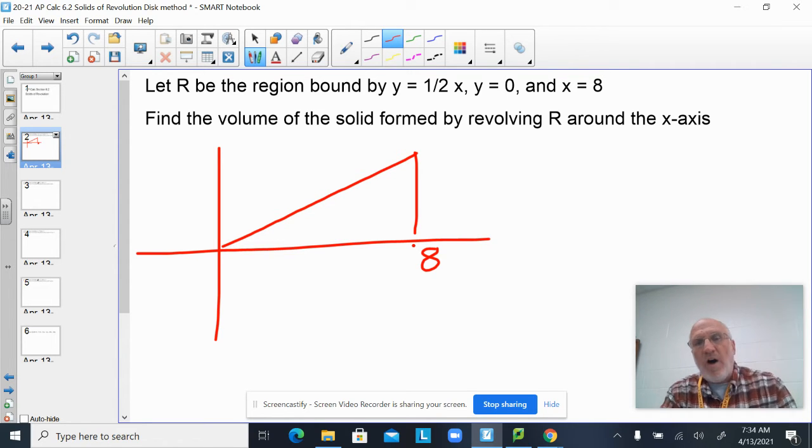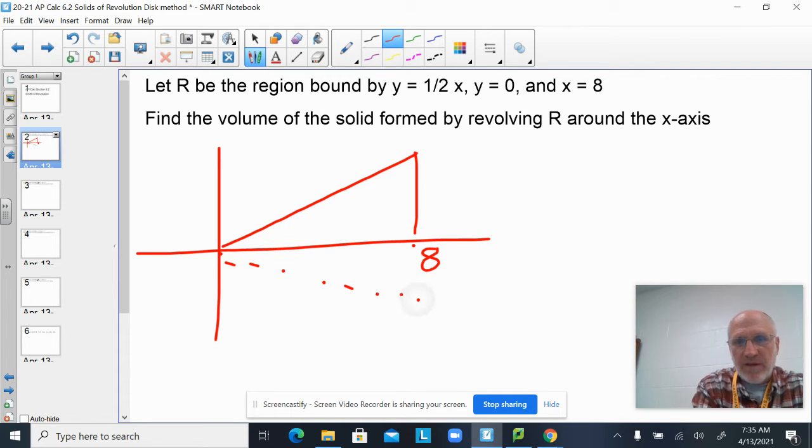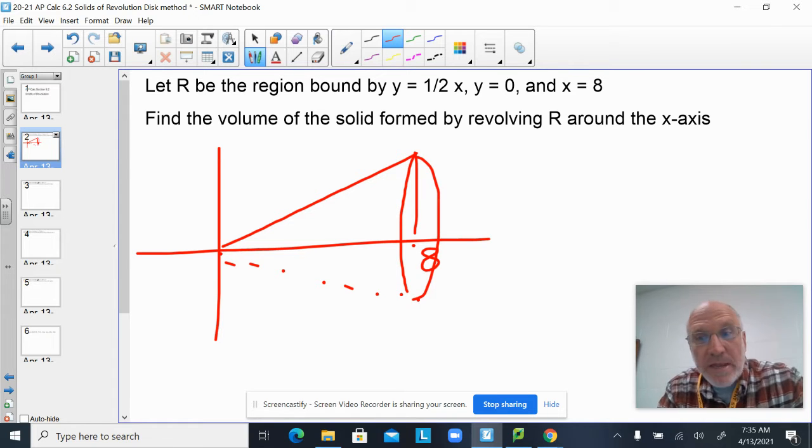If I were to revolve that region around the x-axis, it would come out from the screen and then go into the screen. I'm going to try and put a dotted line here for what it would look like if I revolved it. And I might put a little circle there, try and make it look three-dimensional. It turns out that it would be a cone. This particular shape would be a cone.